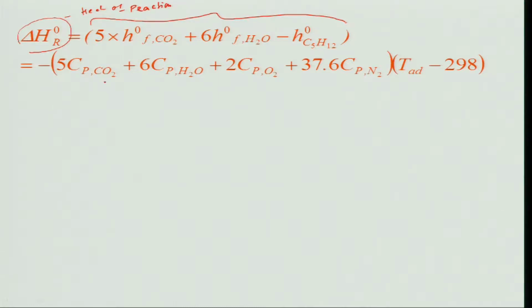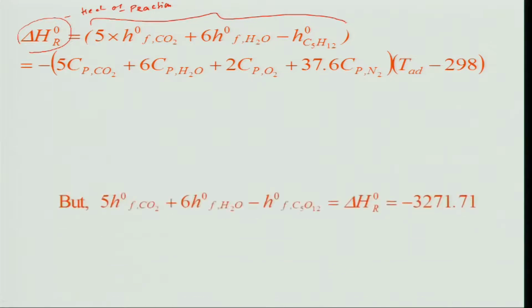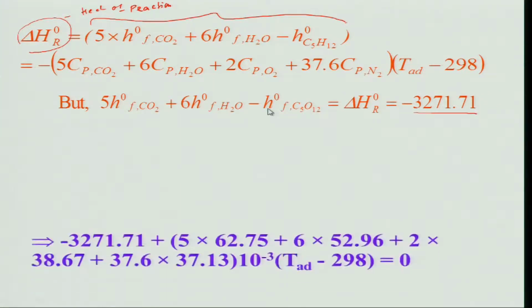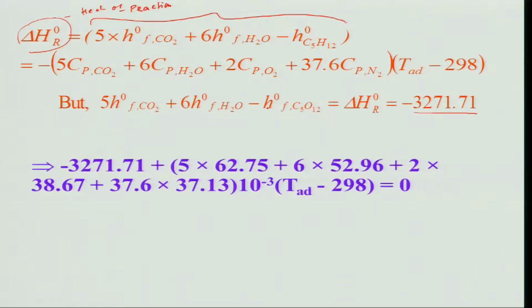So, we will have to substitute these values of Cp, and these must be chosen properly: the values of Cp for CO2, water, oxygen, and nitrogen. Otherwise, you will end up getting a temperature which is quite different. Therefore, they have to be chosen judiciously. From this heat of reaction, we can get the temperature by substituting these values.